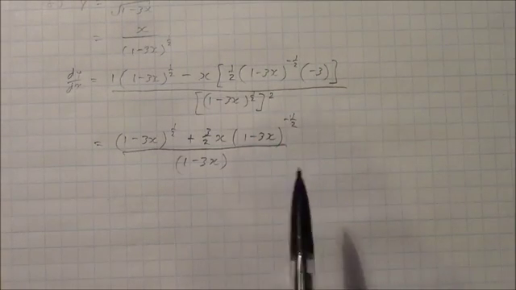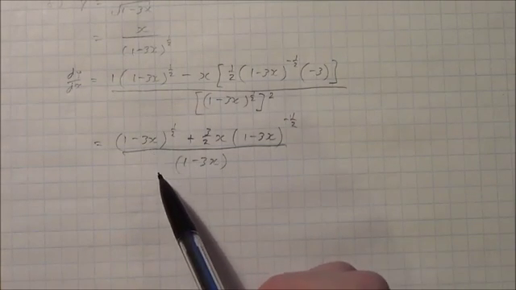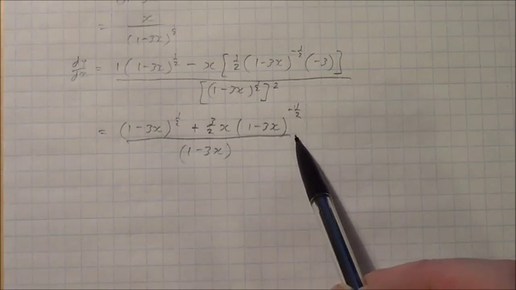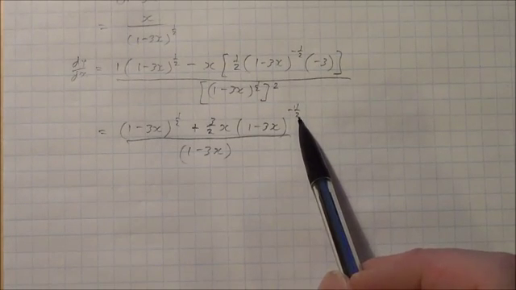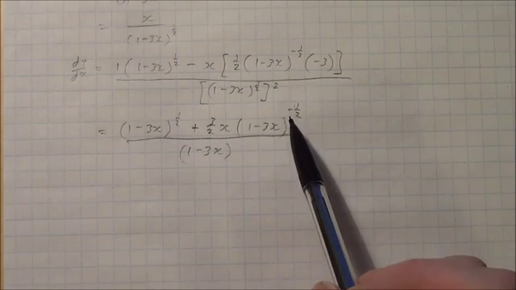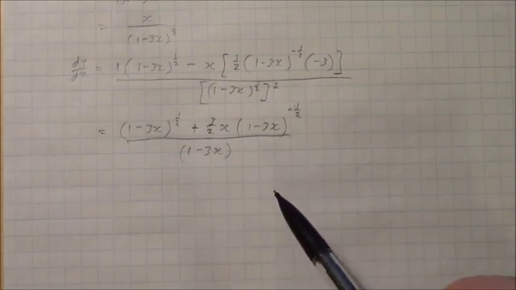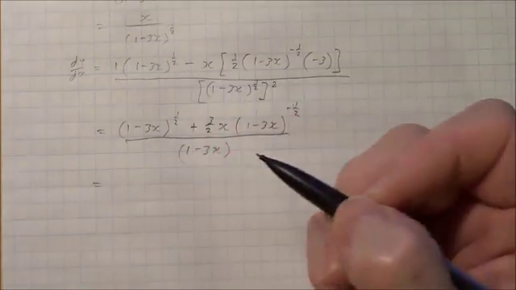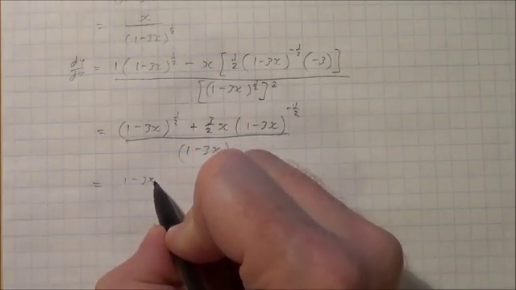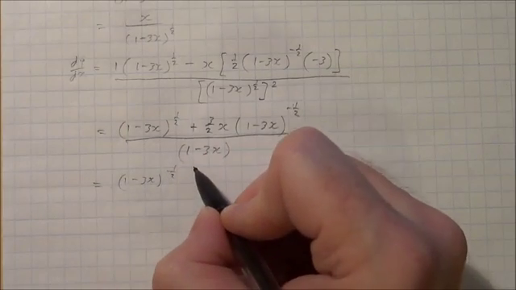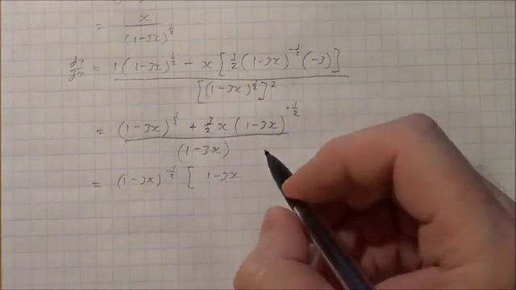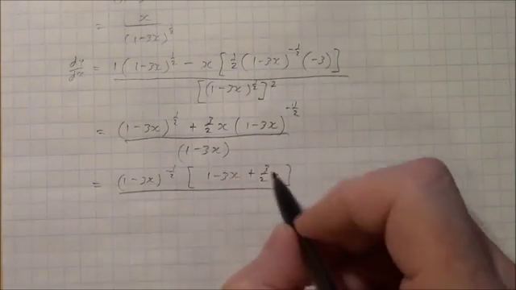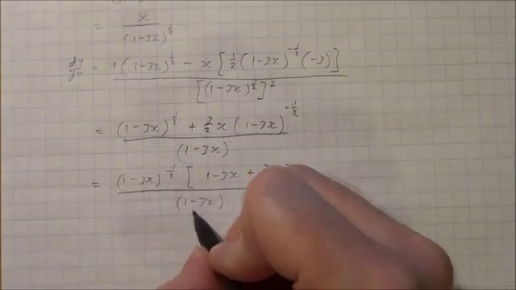So then what I'll do is I can now, in this next line, bring this part down into the denominator, because that's the, no, sorry, you know what, I can't do that unless I factor that out. Maybe I'll do that. Yes, I will do that. I'll factor this out, so I get 1 minus 3x to the negative 1/2 multiplied by 1 minus 3x plus 3/2 x all over 1 minus 3x.